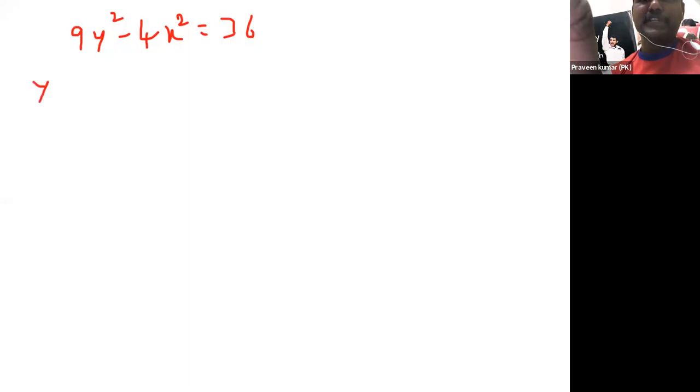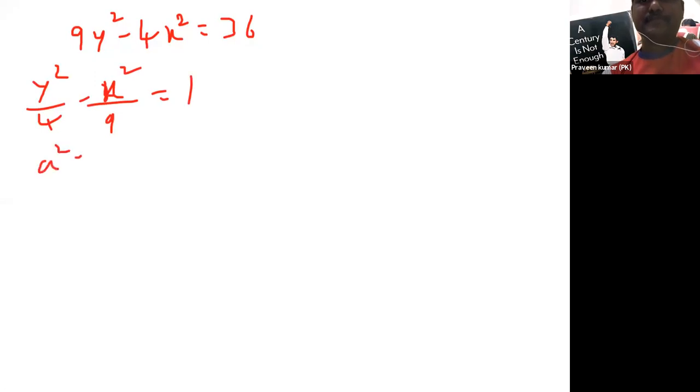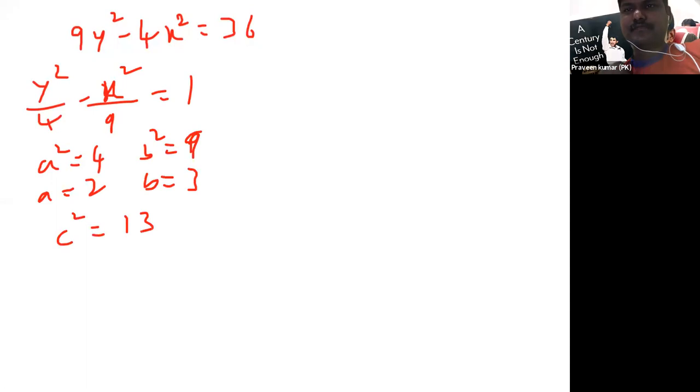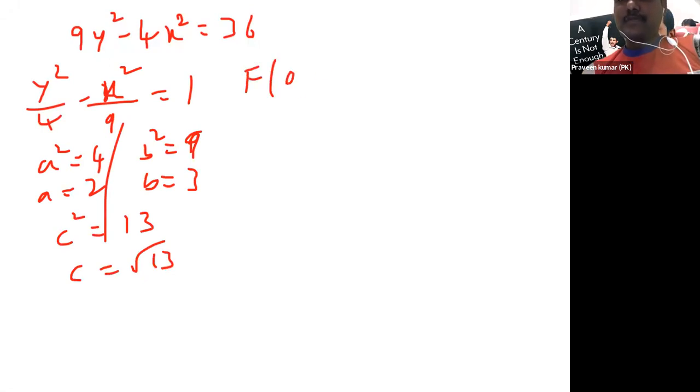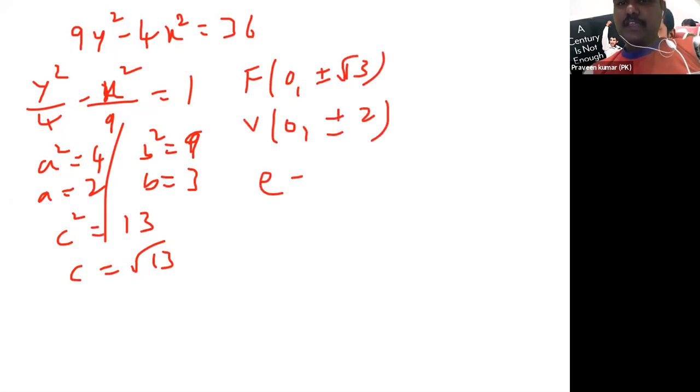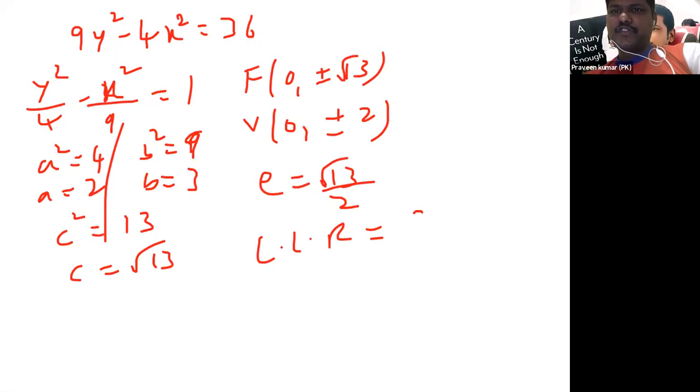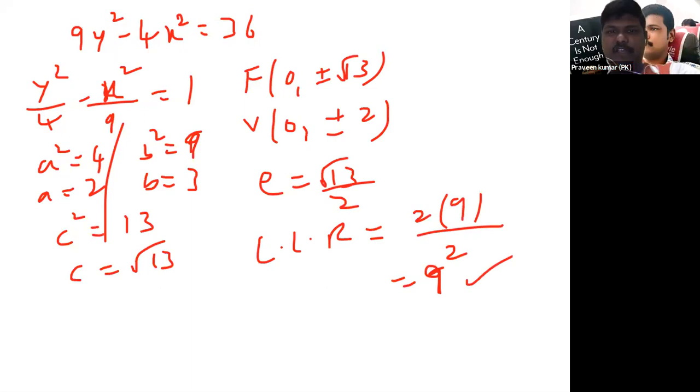If you divide both sides by 36, y square by 4 minus x square by 9 is 1. a square is 4, a is 2, b square is 9, b is 3. c square is 13. c is root 13. Foci 0 comma plus or minus root 13. Vertices 0 comma plus or minus 2. Eccentricity root 13 by 2. Length of latus rectum 2b square by a, 2 times 9 by 2, so 9. Correct, everyone? Good.